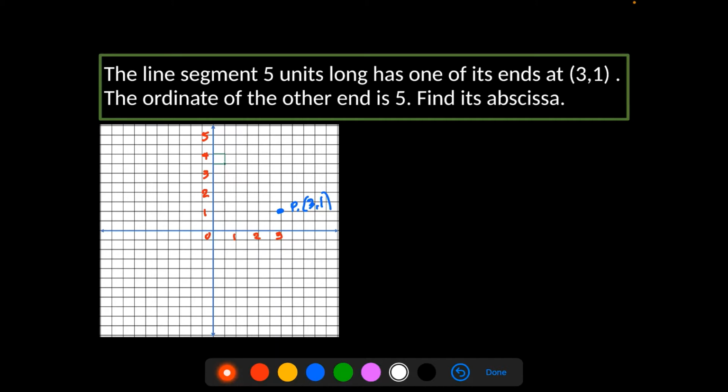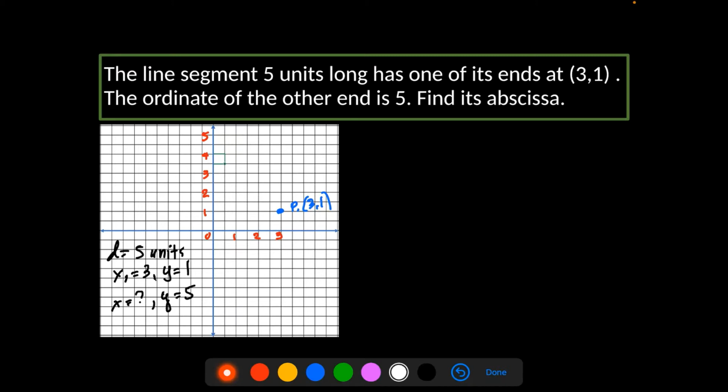Alright, so we're going to list down the given here. So we have the distance, which is 5 units. And we have here the first point. Let's have it as x sub 1, which is 3, and our y sub 1 is 1. Alright, and so we are to look for the abscissa, so we let that as x. It's unknown, and so our y is given, which is 5.